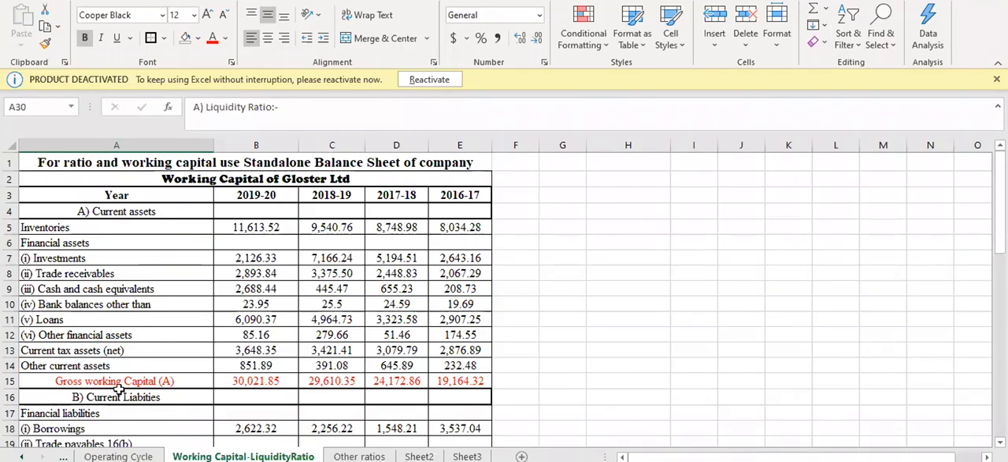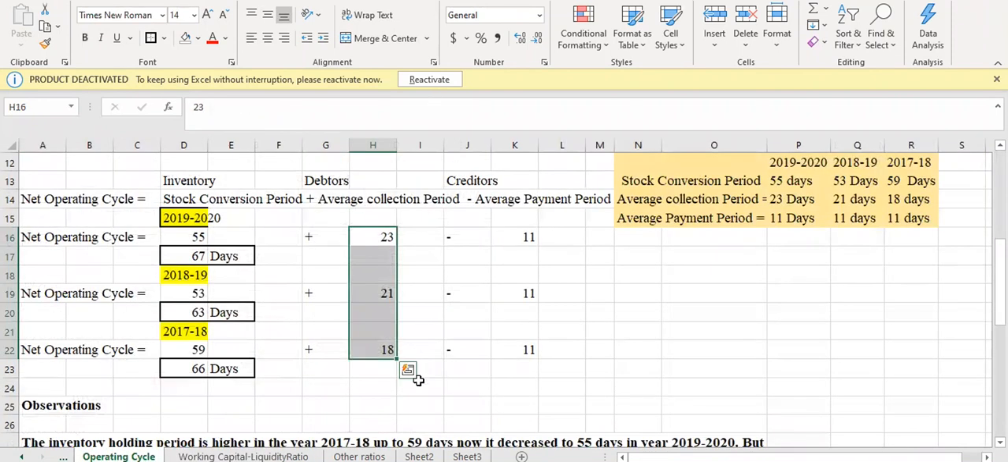Today we are going to see a working capital calculation of Gloucester Limited. In the last video, or last calculations, we did operating cycle calculations, correct? And in the operating cycles we calculated how many days the operating cycle of Gloucester India Limited is.